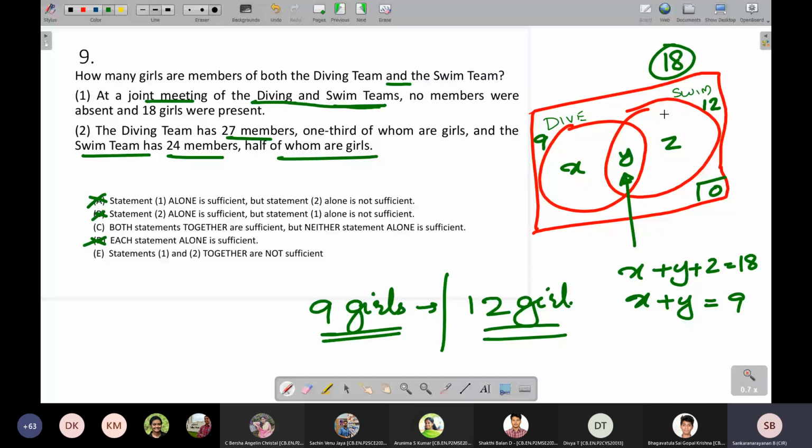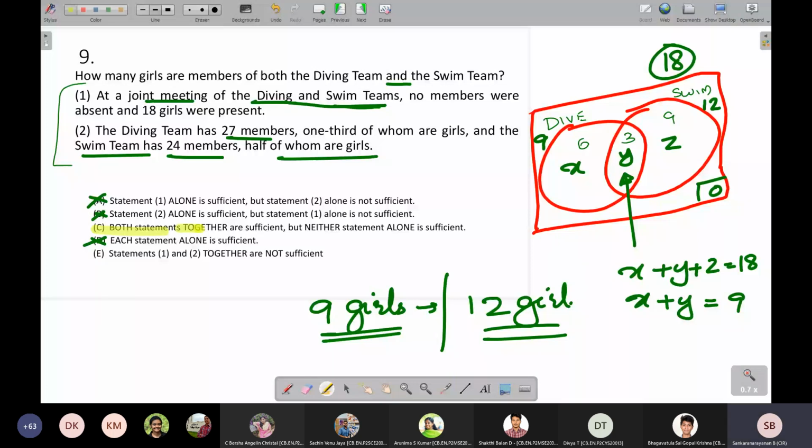So can you tell me what y is now? y has to be 3. And what should x be? This x has to be 6. So by combining 1 and 2 together, yes, you can answer the question. Did you get my point? So we can see that for this particular question, both the statements together are sufficient to answer the question. Option C will be the answer here.